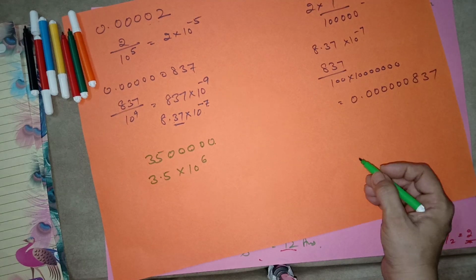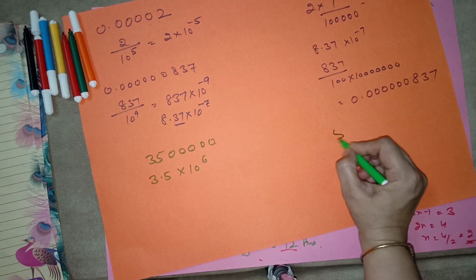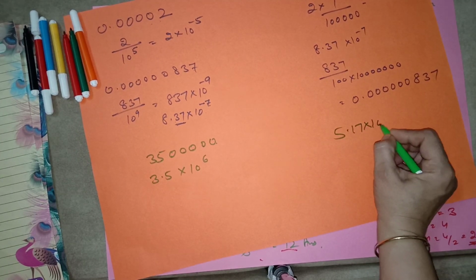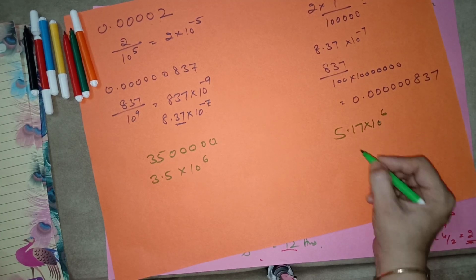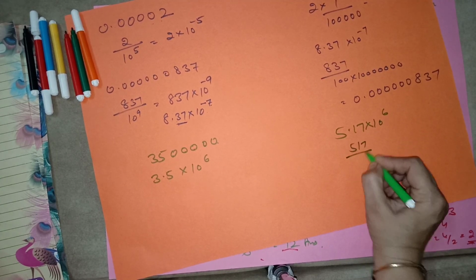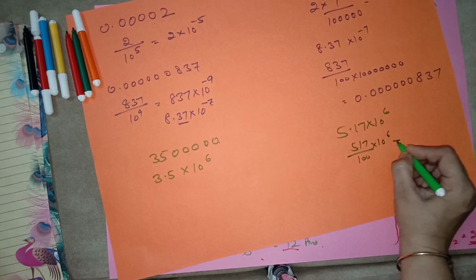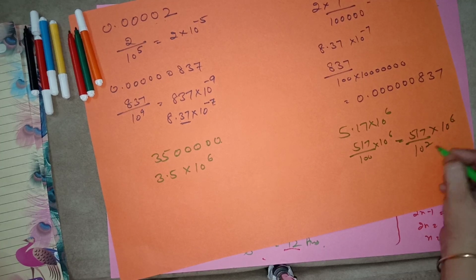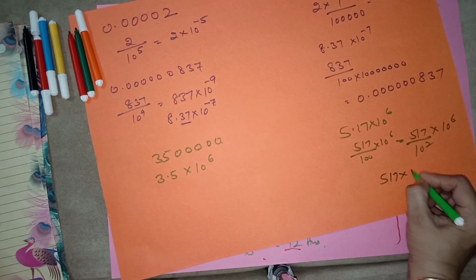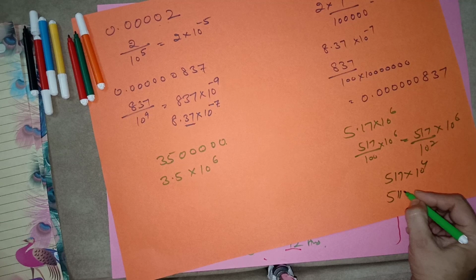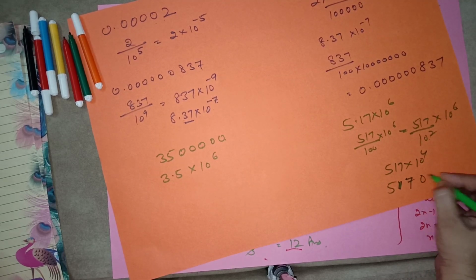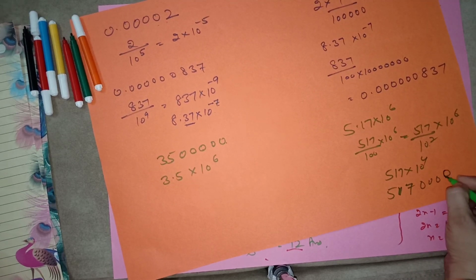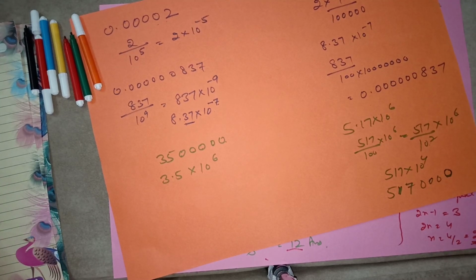If it is given 5.17 multiply 10 is to power 6, write in the usual form. 100 is 10 square, 10 is to power 6, 6 minus 2, 4. Multiply 10 is to power 4. 1 2 3 4. Is it clear? 1 2 3 4. Like this you can do all the questions of 2.B.